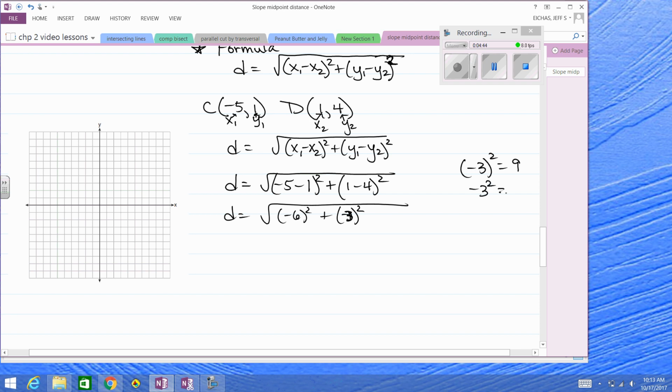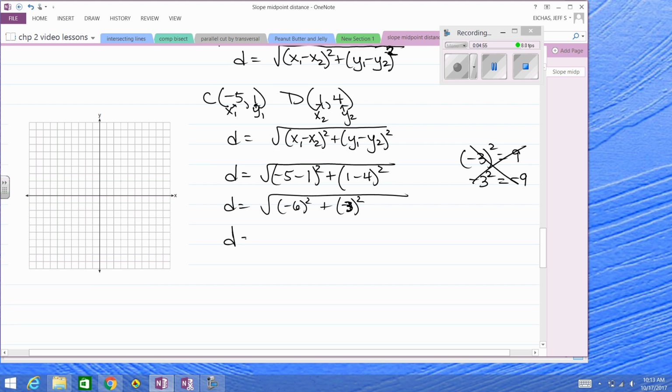If you do this, this is wrong, because you're only squaring the 3, not the negative, so it stays negative. So be really careful what you mean to do here. All right, so that's going to be positive 36, positive 9, it's going to be square root of 45.